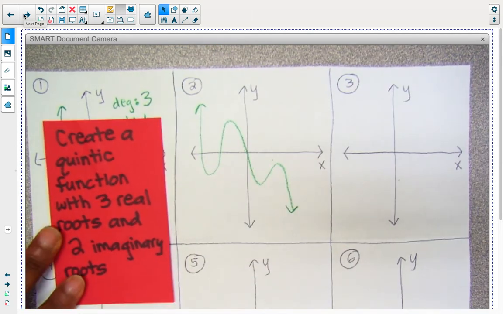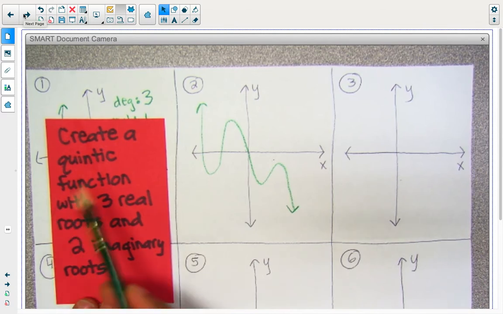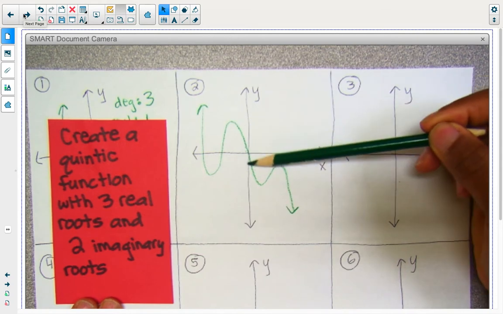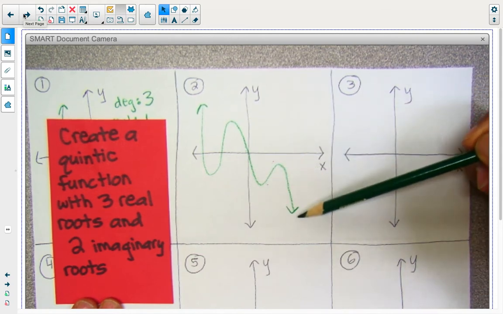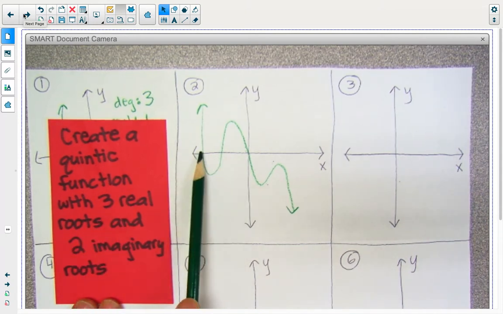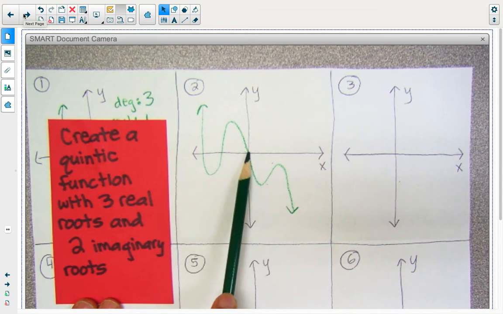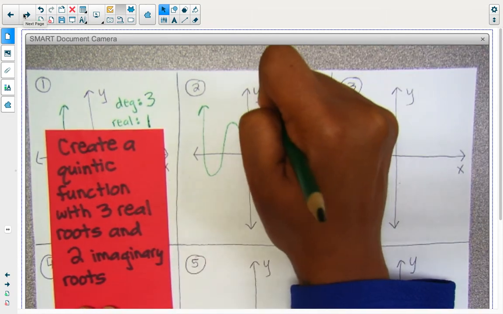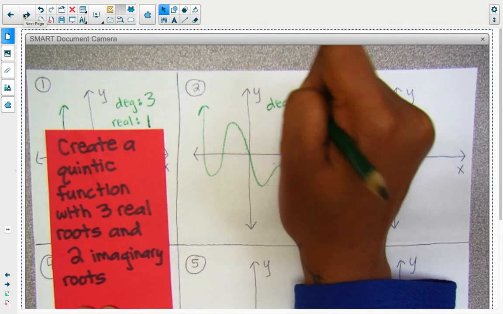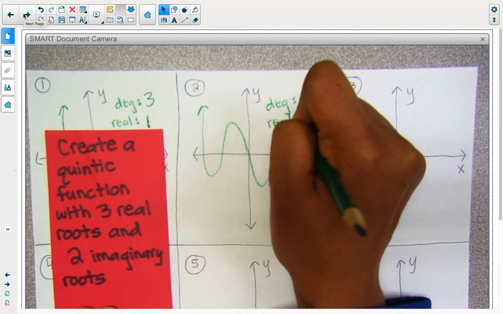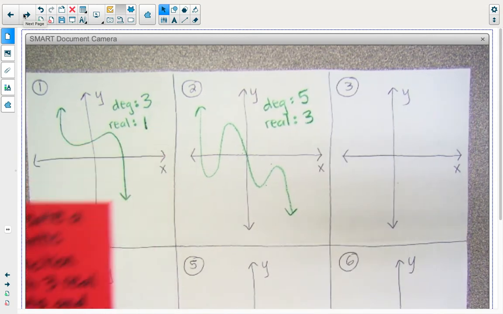Okay, so let's make sure this follows the criteria that I'm given. Is it quintic? 1, 2, 3, 4, 5. So yes, it's quintic. So check there. Are there 3 real roots? It crosses 1, 2, 3 times. So there are 3 real roots, and the imaginary roots are going to come up in just a minute. I'll talk about that in a little bit. But my degree is 5, and I have 3 real roots. So we're in business. So that is number 2.